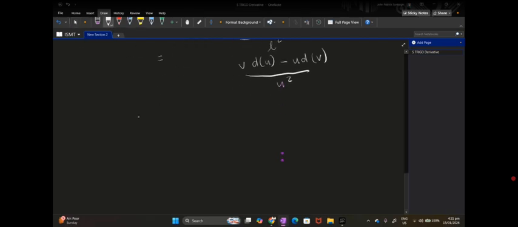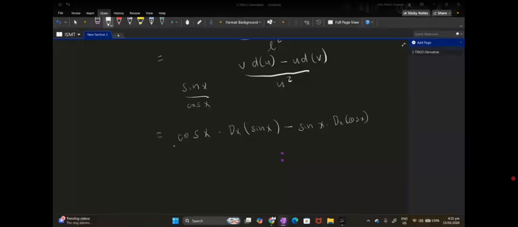Now, let's head on. Ano yung low natin? Sine of x. So, multiplied by the derivative of sine x, minus sine x multiplied by the derivative of cosine x, all over the denominator, cosine squared x.